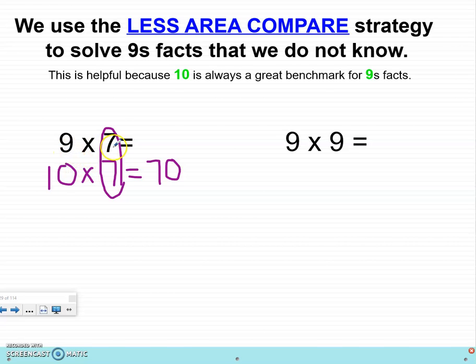So 9 times 7 is 9 rows of 7. 10 times 7 is 10 rows of 7. My new fact actually has less area or less rows of 7 than my benchmark fact. To go from 10 times 7 to 9 times 7, I have to subtract one of those rows of 7. So I'm going to do that. And of course we have to regroup. And I can see that 70 minus 7 equals 63. So 9 times 7 equals 63.